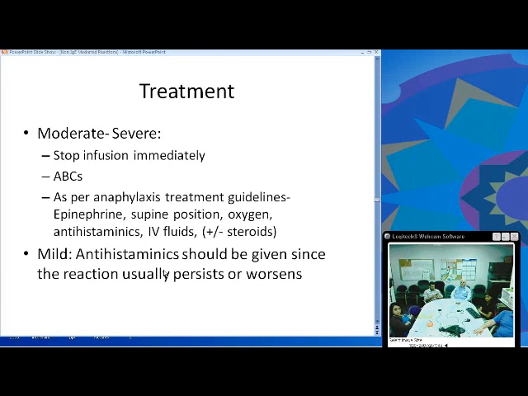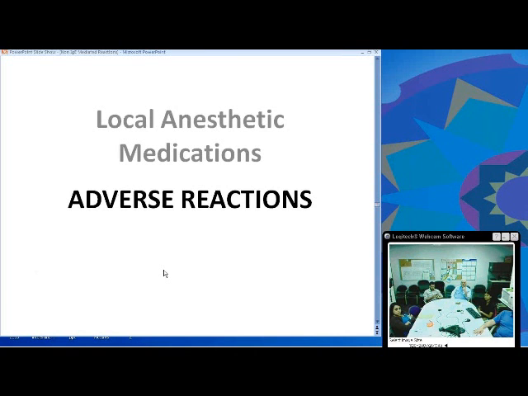and emergency treatment available. So if someone has a reaction, stop the infusion, ABCs, and treat the anaphylaxis as any other anaphylaxis. So give epinephrine, supine position, oxygen, antihistaminics, IV fluids, and then steroids plus minus if there is a persistence of symptoms. If it's a milder reaction, just having antihistaminics may help. So that's about it for the radiocontrast media. And again, it's rate dependent and dose dependent.